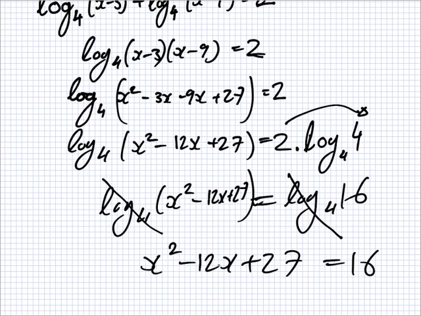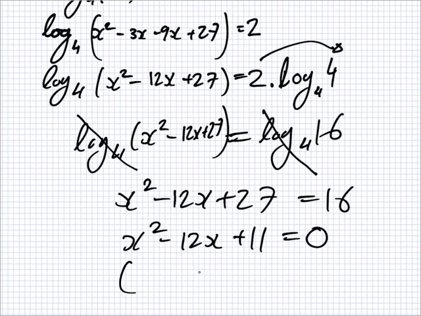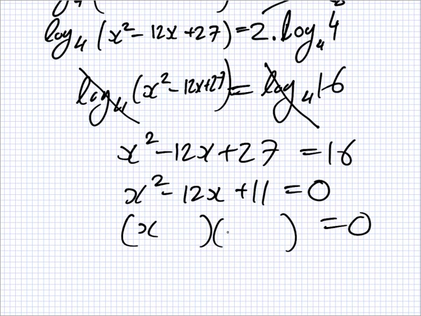What happens next? Good. What's 27 minus 16? Is 11, I think. Yeah, it's 11. Now, we have factors here. 11 and 1. So, x equals 1 or 11.